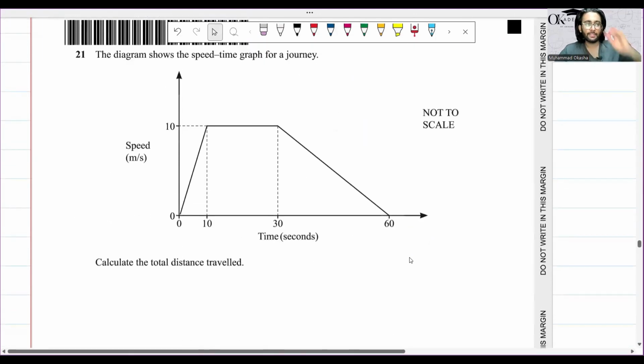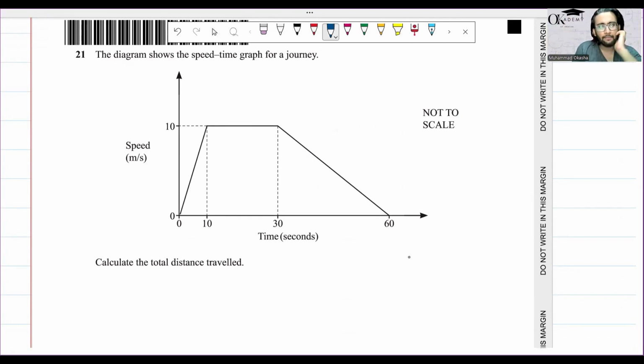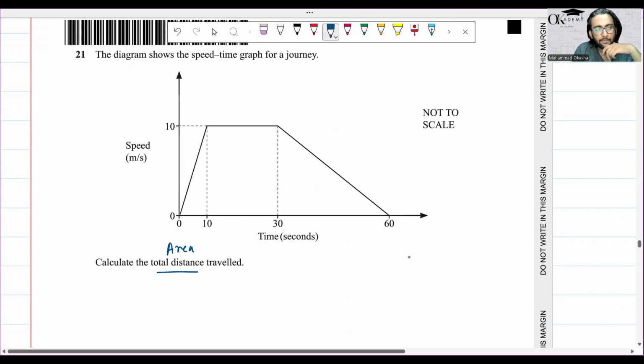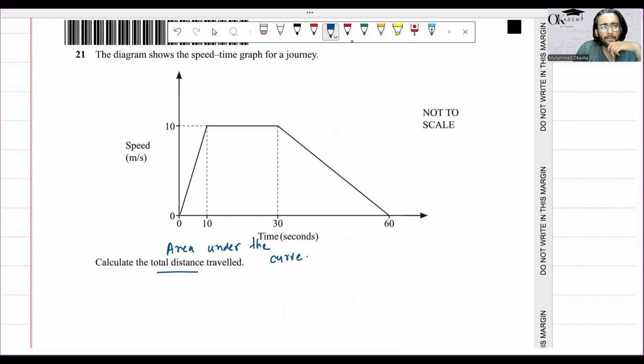The diagram shows the speed time graph for a journey. Calculate the total distance. This is pretty simple. We know that if you have a speed time graph, the area under the curve gives you the total distance traveled. So all you have to do is calculate the area under the curve.